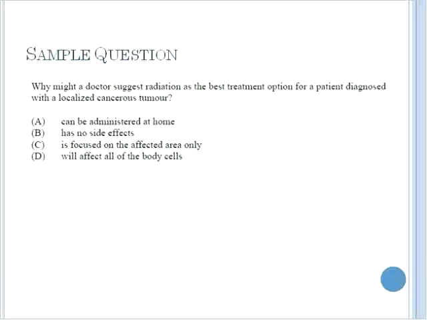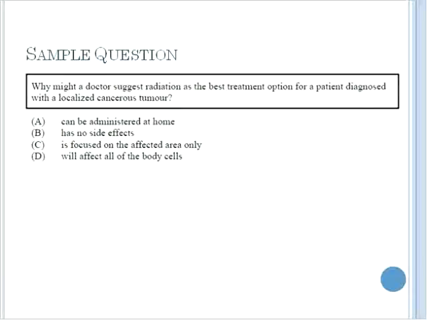In past public examinations, questions have been posed which relate to this topic. I present the following. Why might a doctor suggest radiation as the best treatment, not the only, but the best treatment for a person diagnosed with a localized cancerous tumor? Chemotherapy, any treatment, would not be administered at home. These need to be delivered as a medical practice.